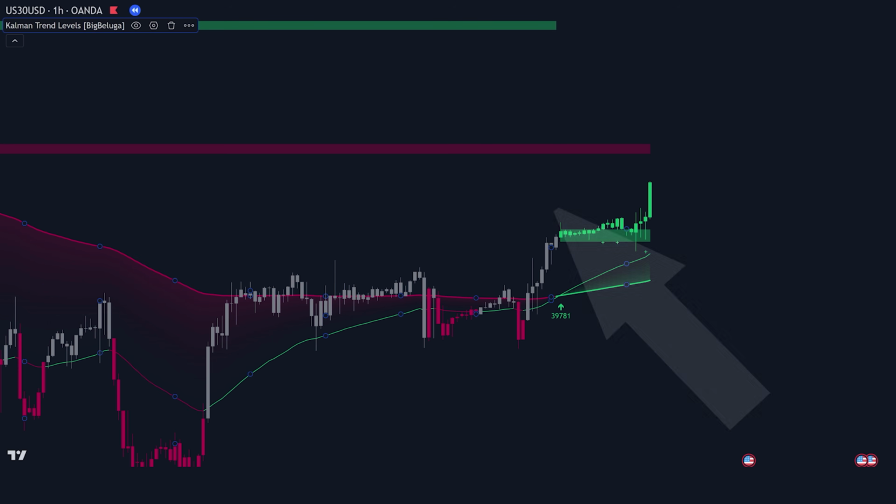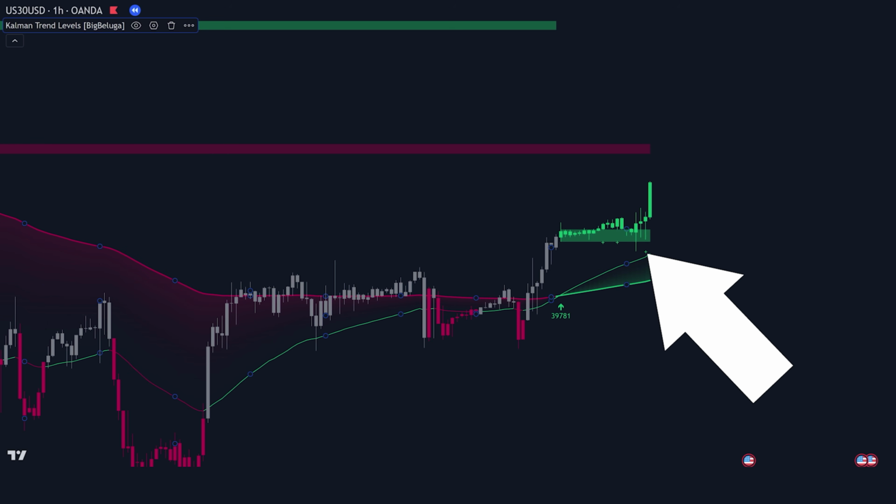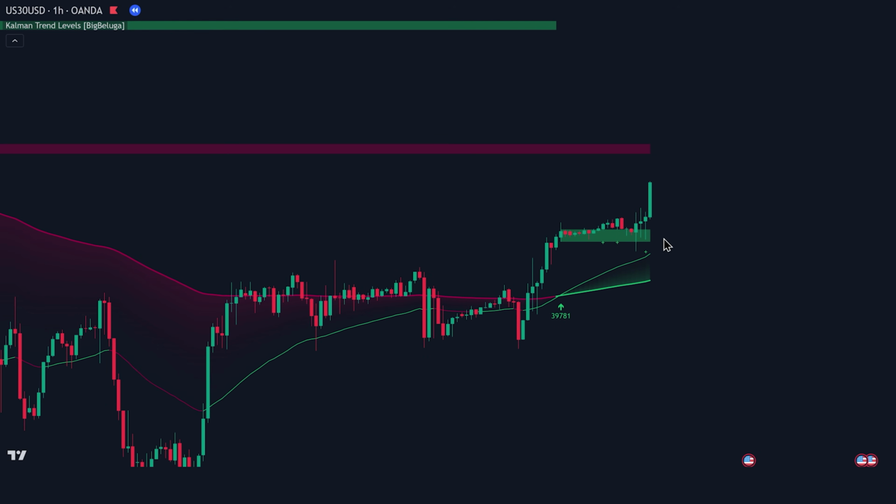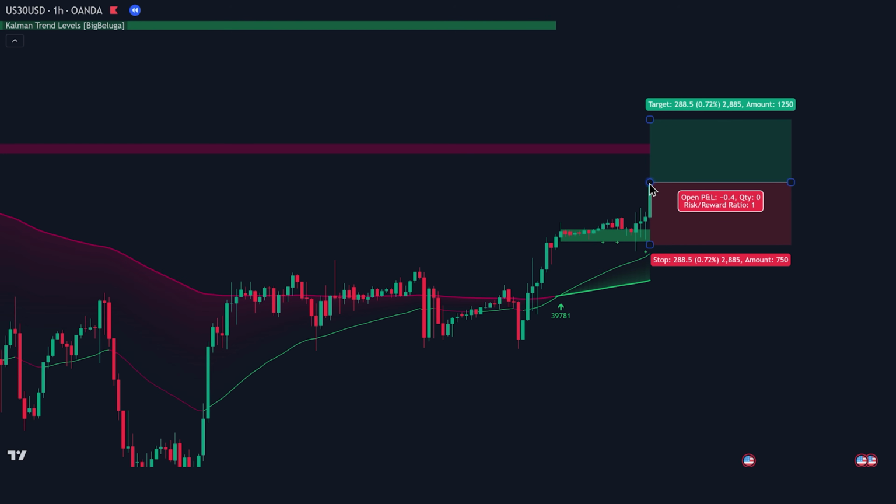Now, pay attention to the green support box that forms on the chart. What adds strength to this setup is the retest of the support level, indicated by the green marker on the chart. This confirms the validity of the support zone. The entry point for the buy trade occurs right after the price bounces off the support level and starts moving upward with strong bullish candles.